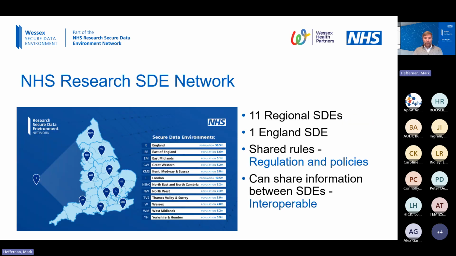So in terms of across the country, there are actually 11 of us. There are 11 regional SDEs. I represent the Wessex SDE down at the bottom here, which is Dorset and Hampshire, Isle of Wight, a population of just under 3 million. But there are 10 other regional SDEs around the country. And we've already started to work together very closely on a number of particular studies.